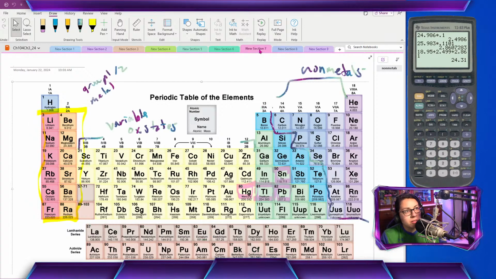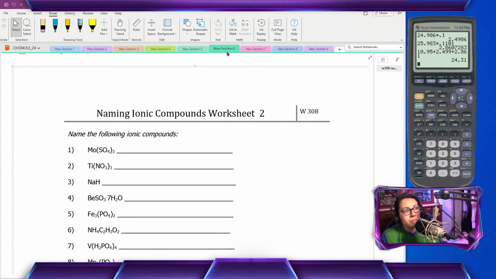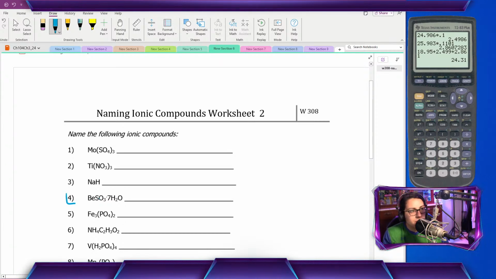All right, let's go back to some naming. Let's start with number 4, because I didn't actually cover this one explicitly. See if you can figure out this first part at least, this beryllium sulfite. So see if you can name it. Hopefully you didn't hear me give the answer away. And then I'll explain the water part.